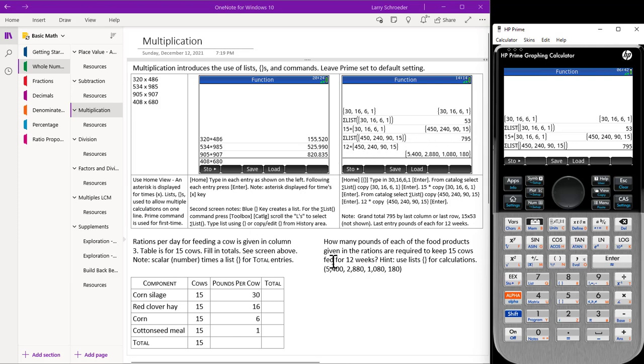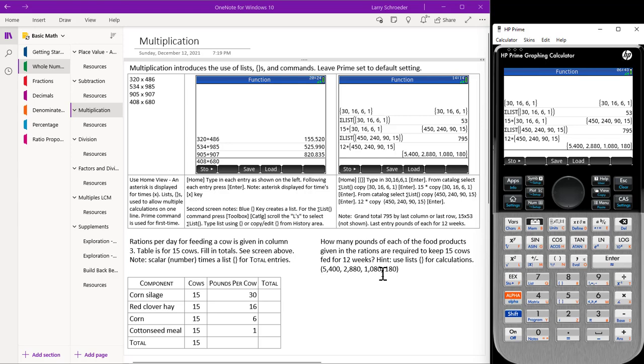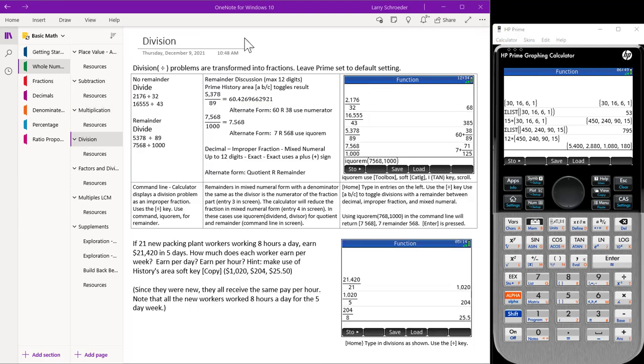Then the last function they ask us is this for 12 weeks. So we'll put in our 12. We'll take times. We'll copy this list down. And we'll press enter and get our answers to be 5,400, 2,880, 1,080, and 180, which is our answers to our question. So this concludes our multiplication page. We will conclude part 1 of our Algebra Fundamentals Whole Numbers with our division page.